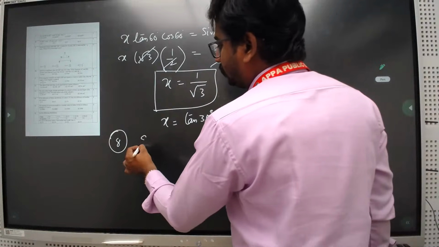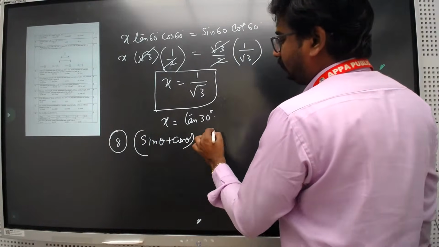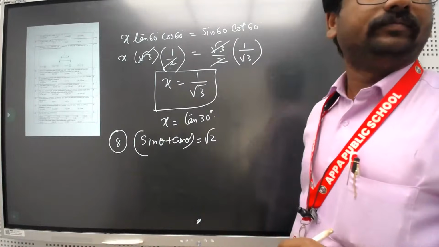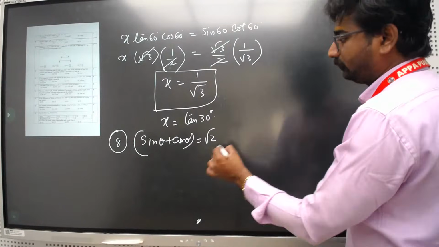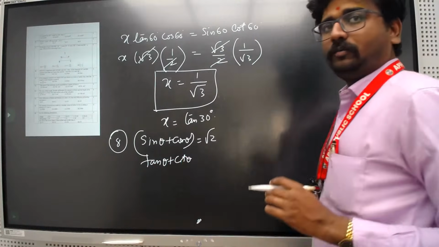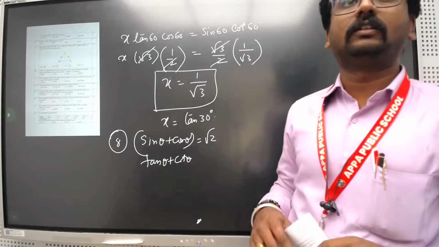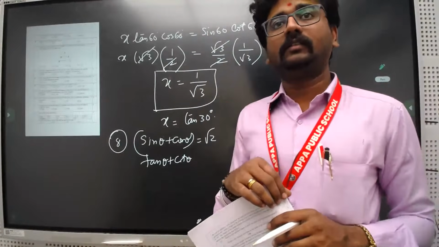Sin theta plus cos theta is equal to root 2. This I think we asked for 2 marks in the midterm exam, but it is an MCQ. Then what is the value of tan theta plus cot theta? I hope you know the quotient rule of tan and cot. Tan can be written as sin by cos. Cot can be written as cos by sin.